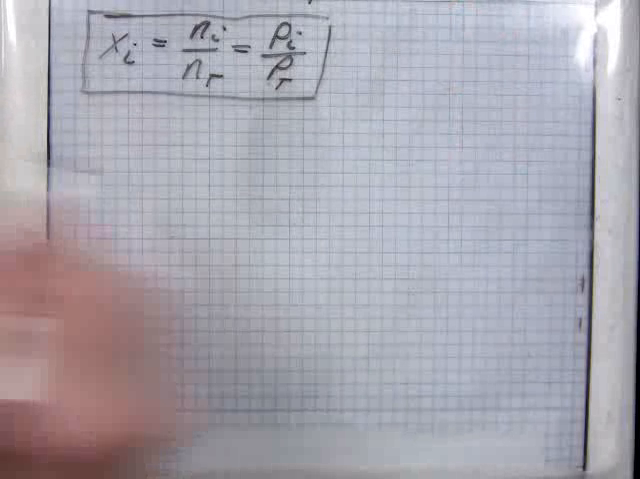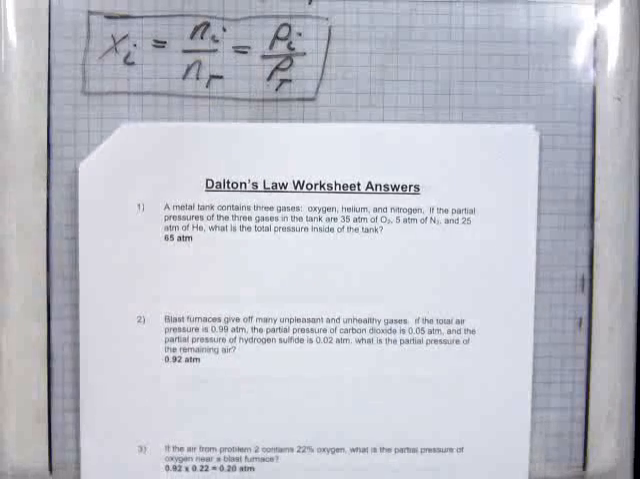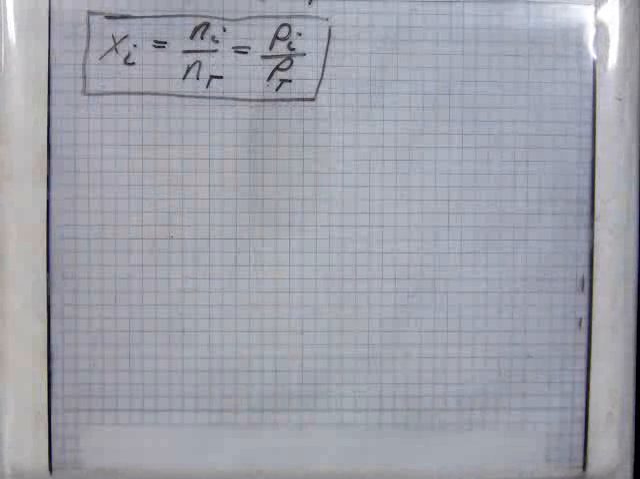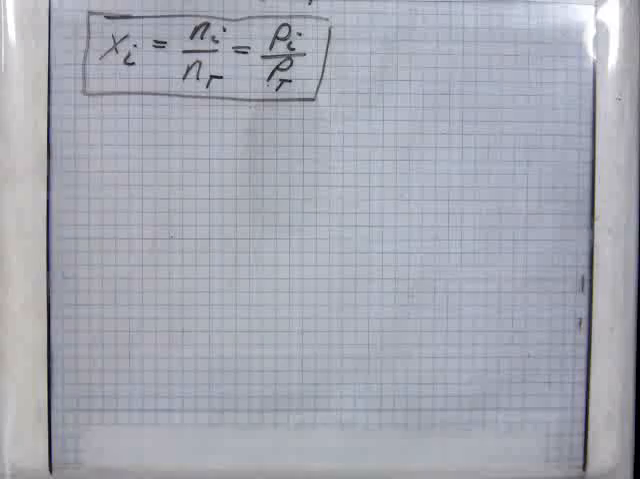Okay, I'm going now to the set of Dalton's law problems, and we'll see how it works out and how it fits with what I've just given you. A metal tank contains 3 gases.